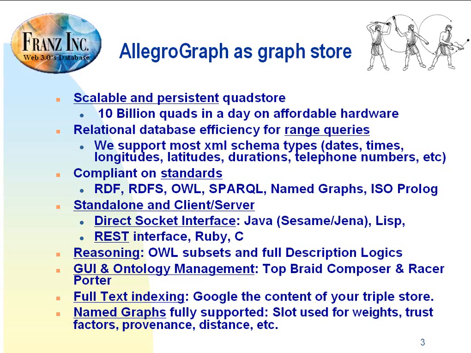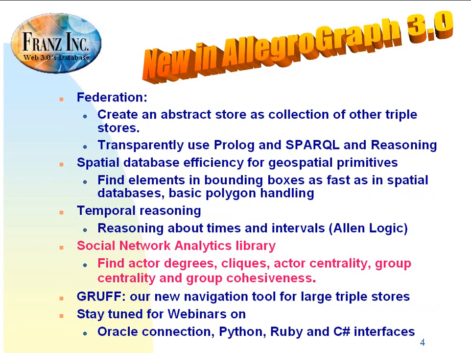And we have full-text indexing on our Triplestore, so if you have objects in your triples that contain human-readable text, then we will do full-text indexing on it, and later on I'll show you why that's really handy to have. And further on, we provide named graphs. So this is just AllegroGraph as a traditional Triplestore, and then we have some new features.